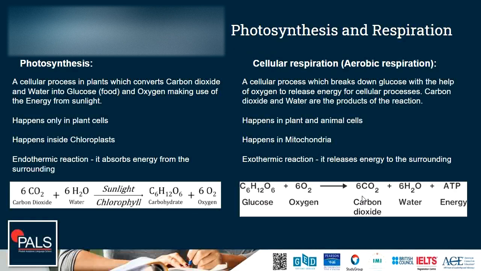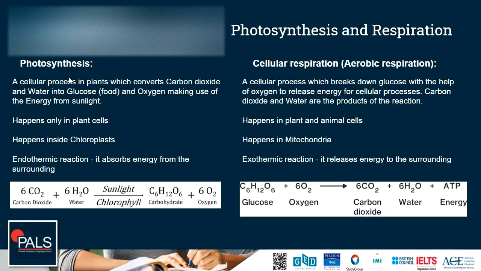Photosynthesis, a cellular process, and respiration, specifically cellular respiration and specifically aerobic respiration. We will have a look at photosynthesis. Let's have a look at this first, or at the same time actually. Photosynthesis is a cellular process in plants which converts carbon dioxide and water into glucose and oxygen, making use of the energy from sunlight to make it happen.